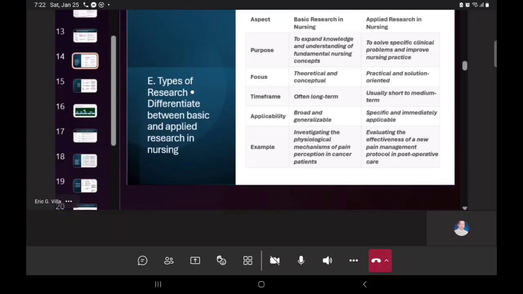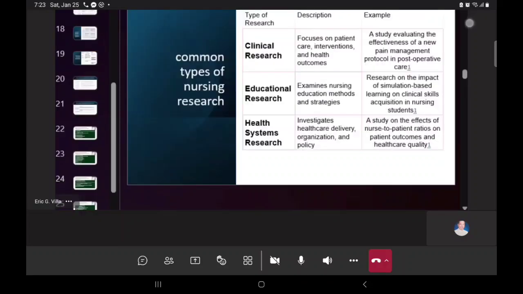But both types of research are crucial for the advancement of nursing as a profession and science. Basic research provides fundamental knowledge that applied research builds upon, while applied research translates theoretical concepts into practical improvements in patient care. Together, they form a continuum of inquiry that drives innovation and excellence in nursing practice.